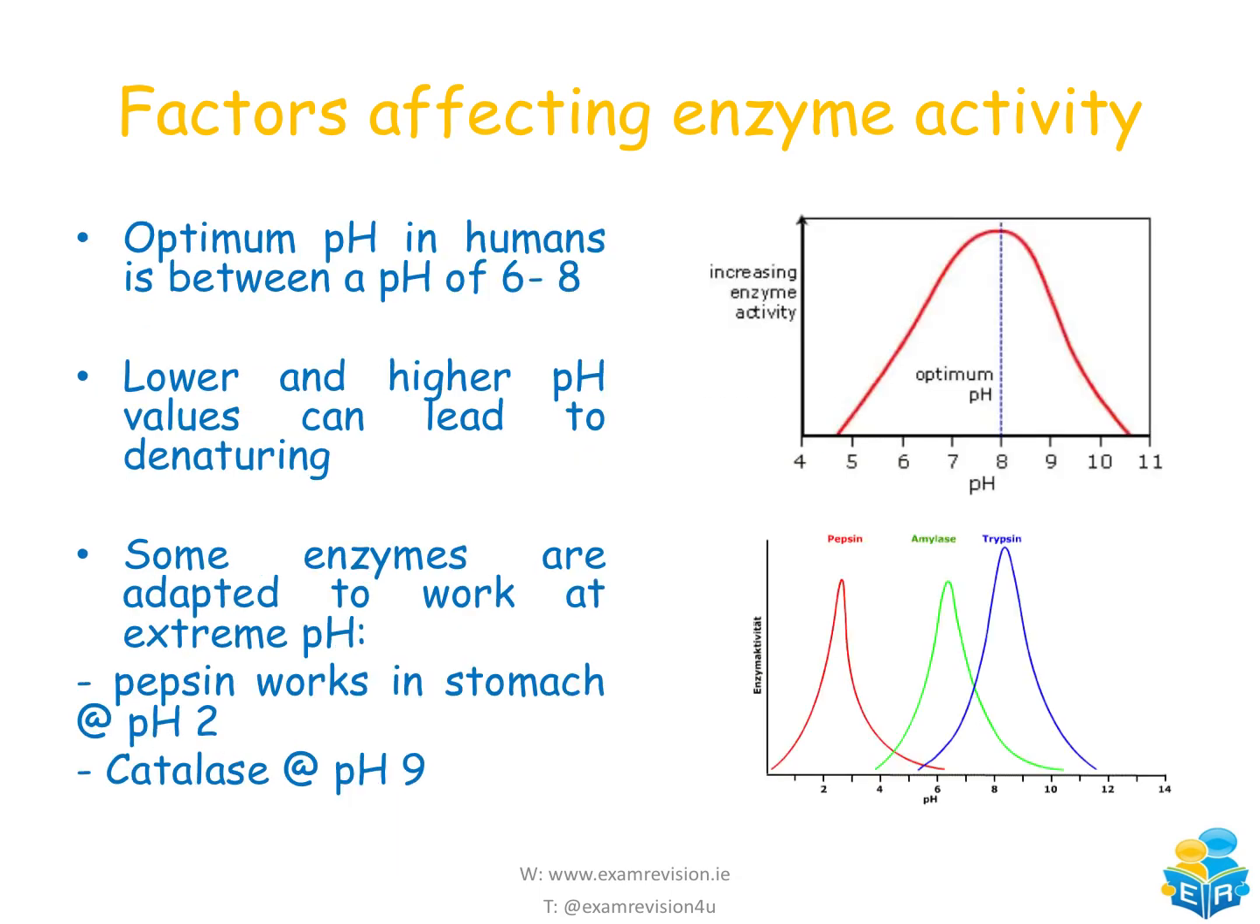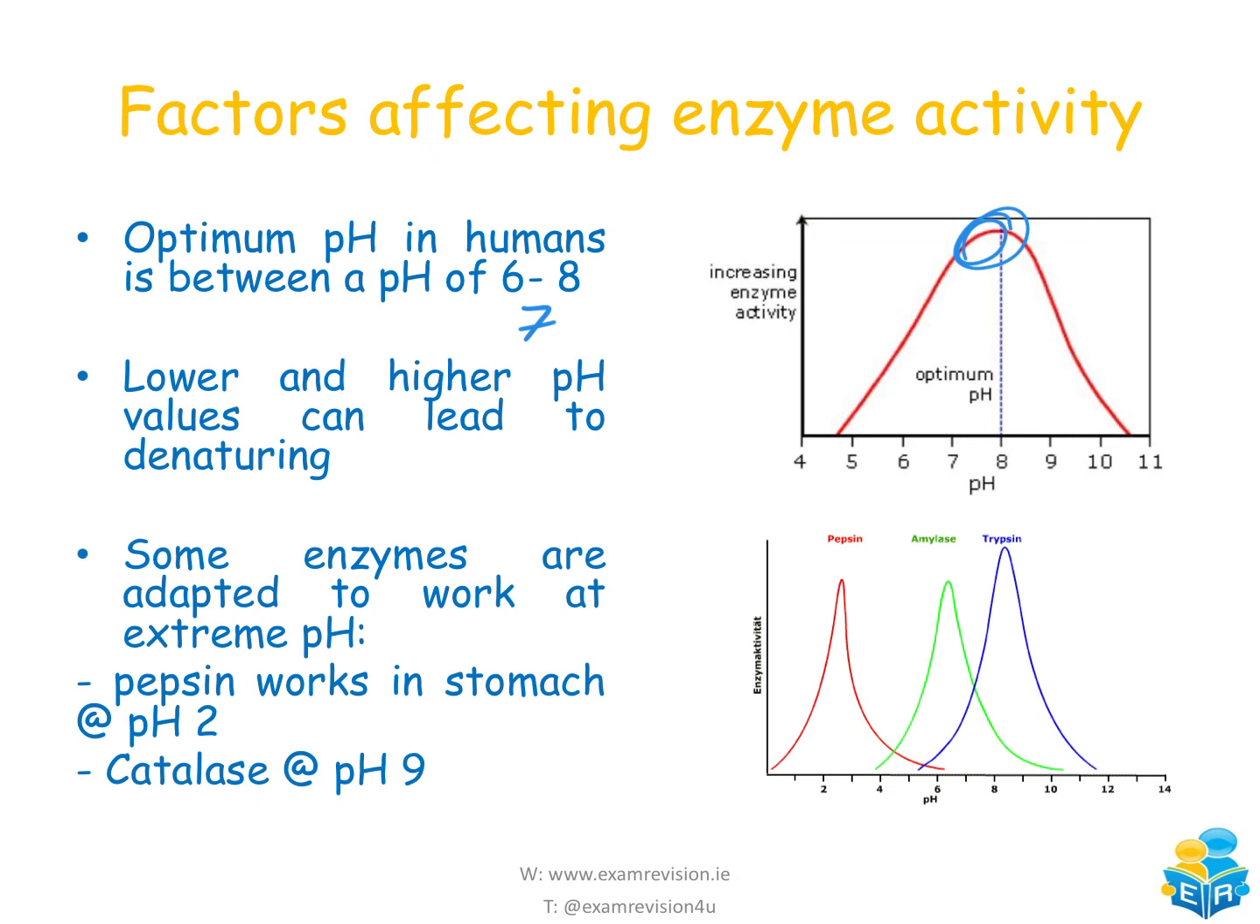pH again, so the optimum pH in humans is between a pH of 6 and 8. Reason for that being that a neutral pH is around 7. Lower and higher pH values can lead to denaturing as well, but some enzymes will be adapted to work at the extreme values. So some enzymes out there will work well at pH of 2, others will work well at a pH of 9, maybe even higher. So we can see here roughly between 6 and 8, that's the optimum pH. Enzyme activity will be at its highest. It'll go down below and above that.